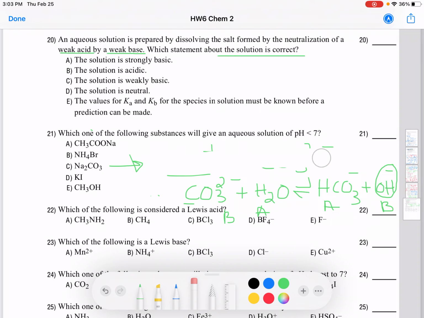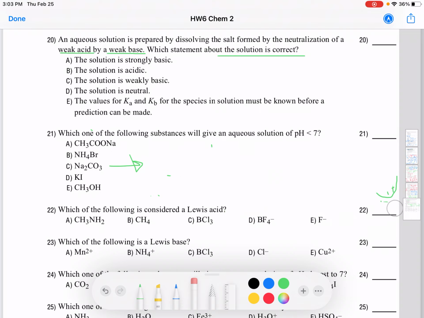Okay, so the next one, potassium iodide. What do you think about that? Can you work out what kind of ions it's going to release, and whether the solution is going to be acidic, basic, or neutral? So it's going to give you K plus ions and iodide ions.